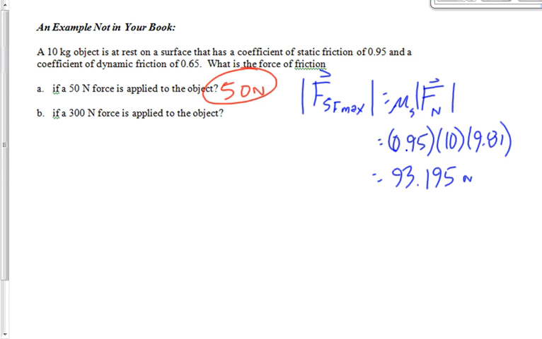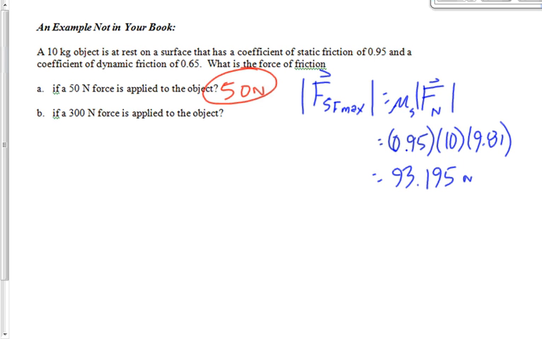What if I added another question there? What if I applied a force of 79 newtons? What would the force of friction be then? 79 newtons. What if I added 92 newtons in there? What would the force of friction be? 92 newtons.